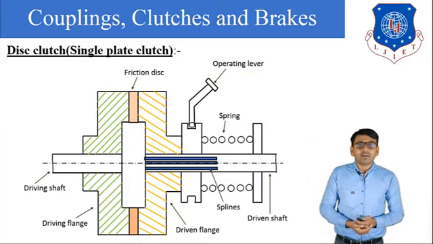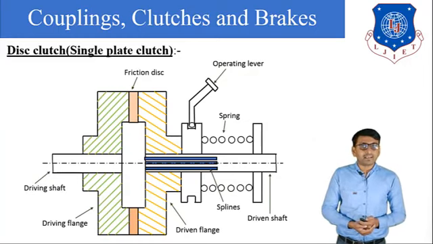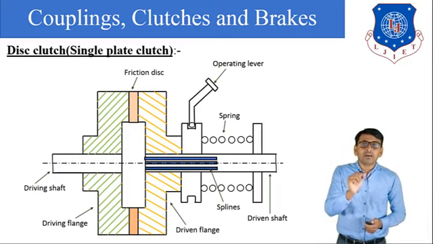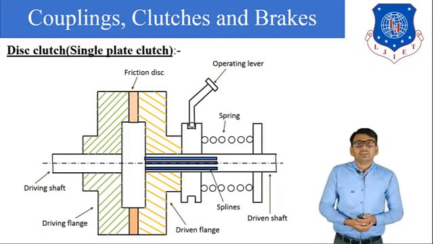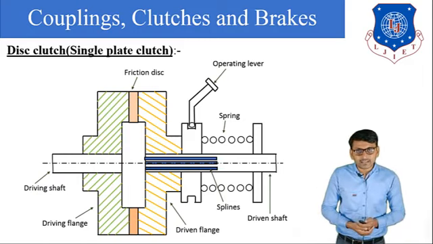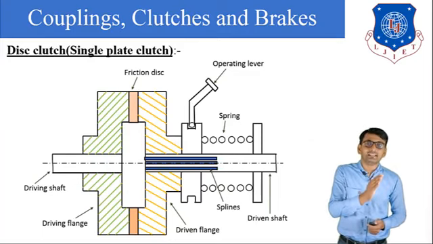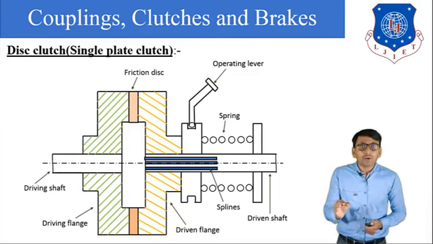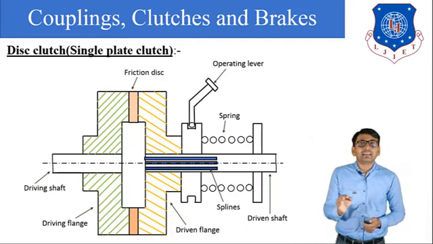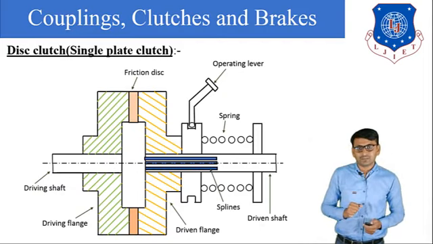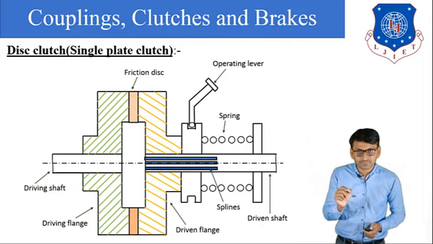Okay. Now this is the diagram of normal working condition. So in normal working condition, there is contact between the driving flange and the driven flange. So motion and power transfer from driving shaft to the driven shaft due to engagement.